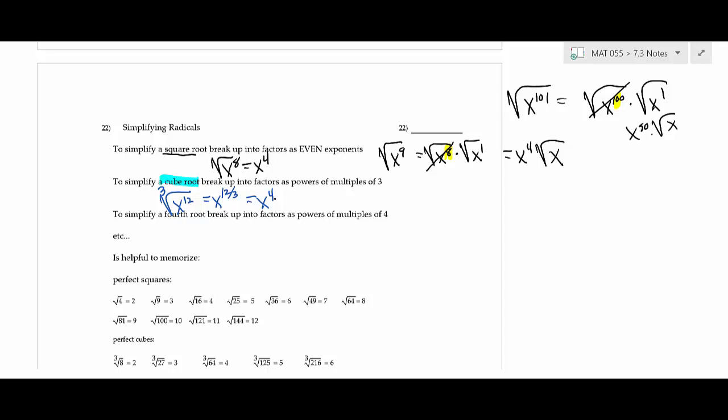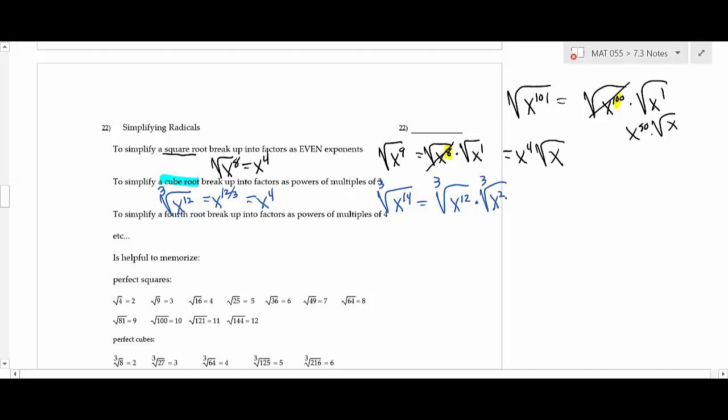Problem done. But if you had something like the cube root of x to the 14th, here's what you would do. See, 3 does not go into 14 evenly. It goes in, and then there's a remainder. So what you would do is break it up into the cube root of x to the 12th times the cube root of x to the 2nd.